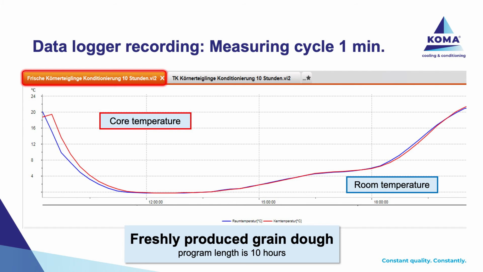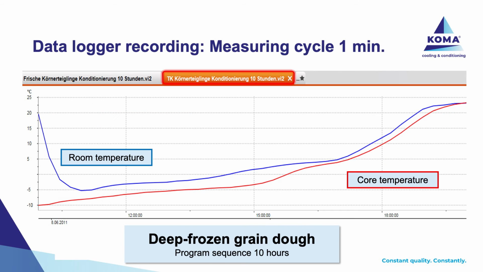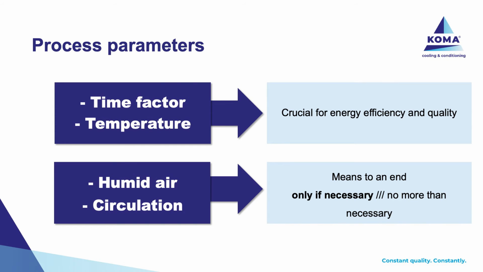In the coming 2 slides, we show you how core and room temperatures in the same conditioning unit vary towards a fresh bring-in product or a frozen coming-in product. What you see in the blue is the room temperature, in red the core temperature of the product, which shows you directly what influence a frozen product bringing into a conditioning unit will give you for the quality of your end product.